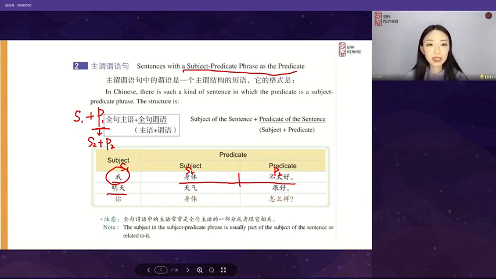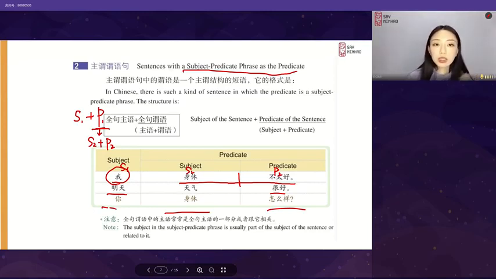Next, 明天天气很好. For the whole sentence, the subject is 明天, and the predicate is 天气很好. And in the predicate, we can separate it into two parts. 天气, the small subject, and the 很好, the small predicate. 很好, very good. Last one, 你身体怎么样? 你, the big subject. 身体怎么样? The big predicate. How's your health condition? And inside the predicate is 身体, the small subject, the body, and 怎么样, the small predicate.